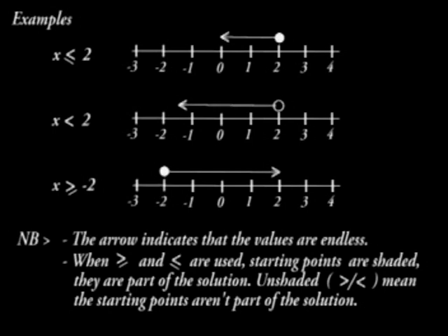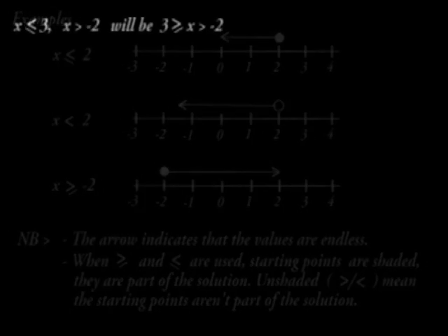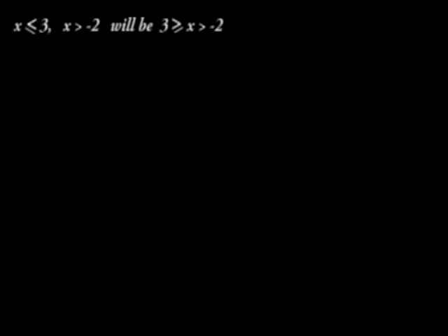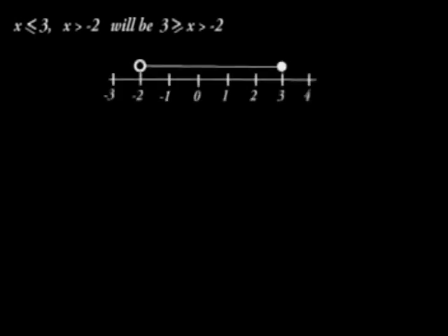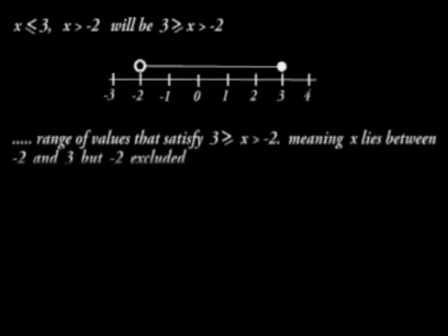We can also combine inequalities. For example, x is less or equal to 3 and x is greater than minus 2 can be combined to be 3 is greater or equal to x, which is greater than negative 2. This is represented on a number line as shown below. This is the range of values that satisfy the inequality, meaning x lies between minus 2 and 3, but minus 2 excluded.